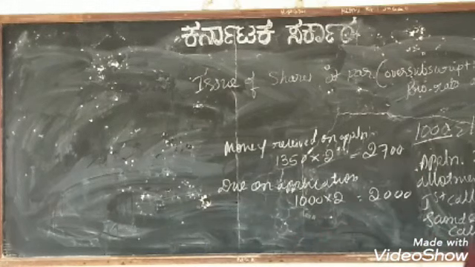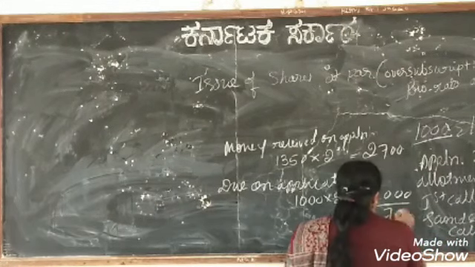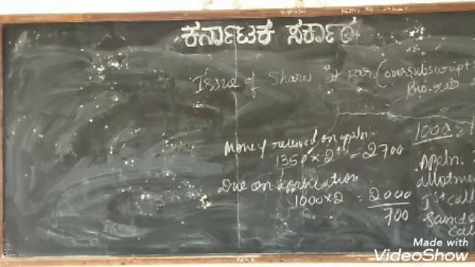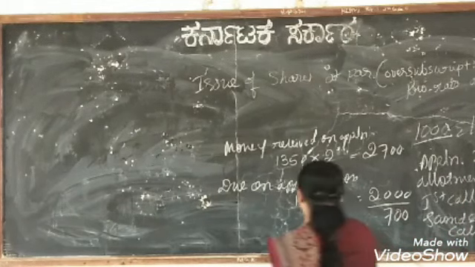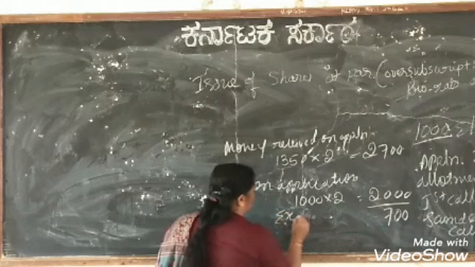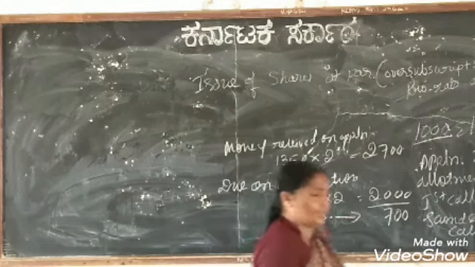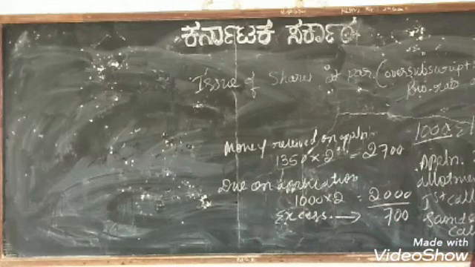Then what? How much excess is received here? Here excess received is 700 rupees on application. 700 rupees with excess received. So for this we can write excess received. Excess received is 700 rupees on application received. On application call, excess 700 rupees were received.